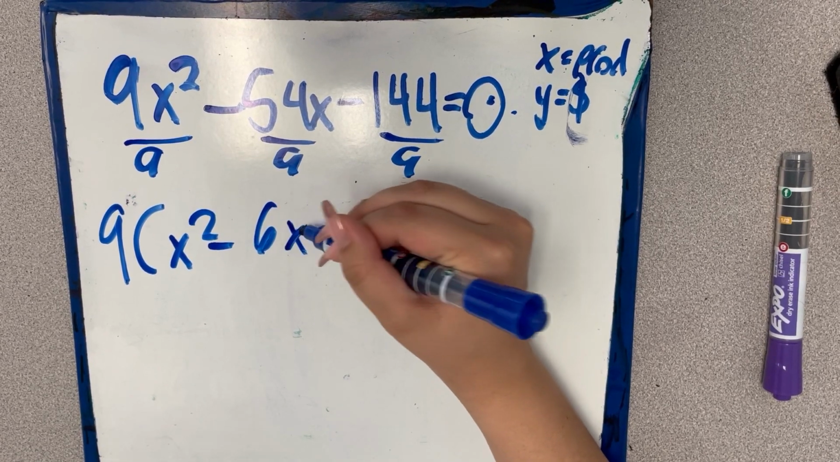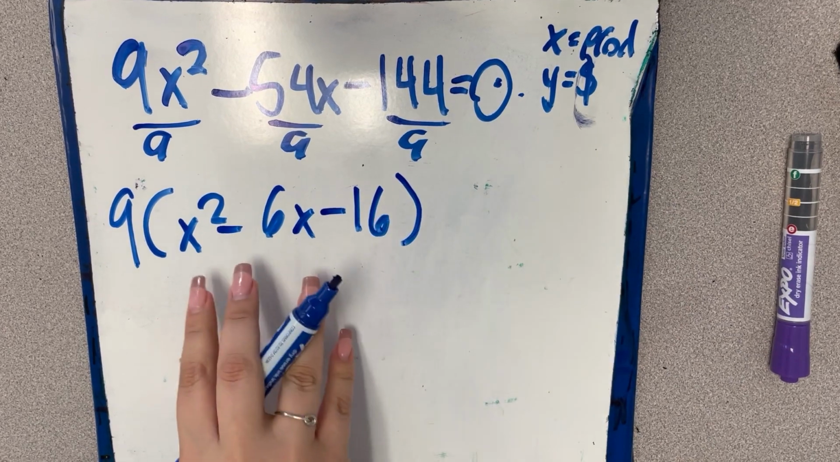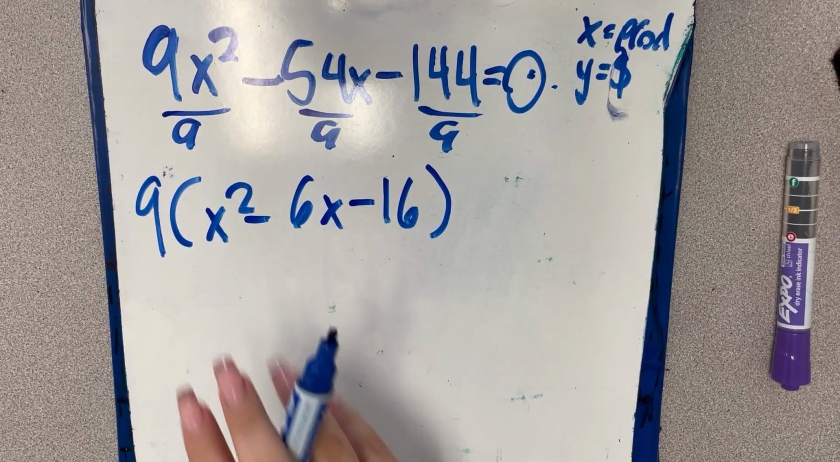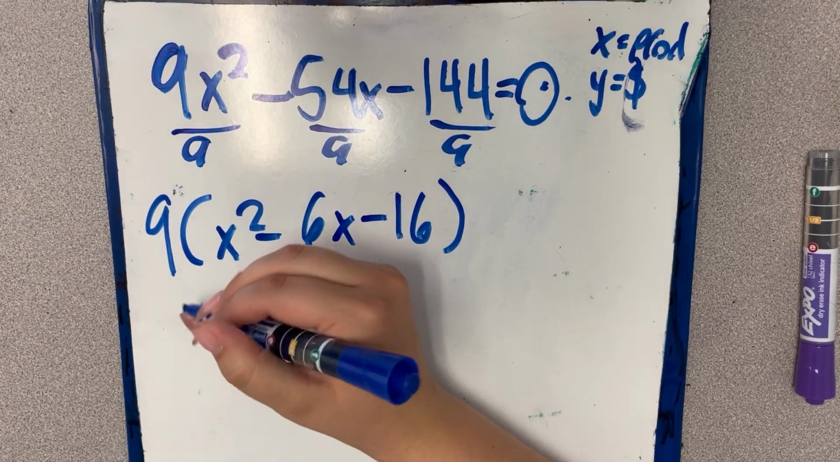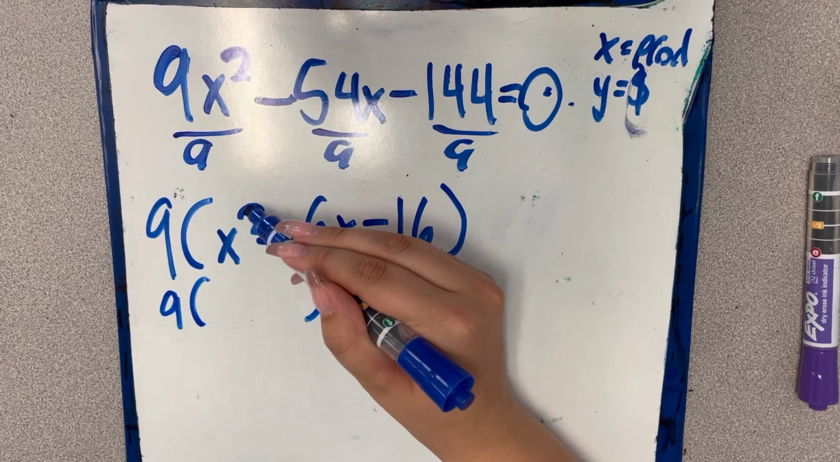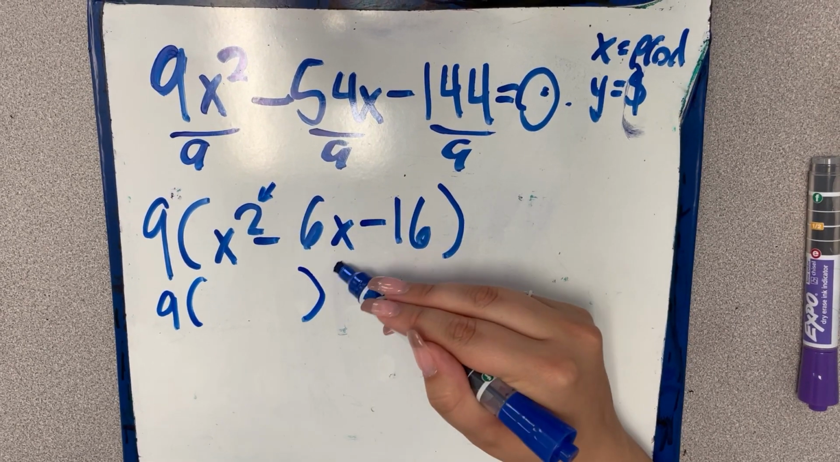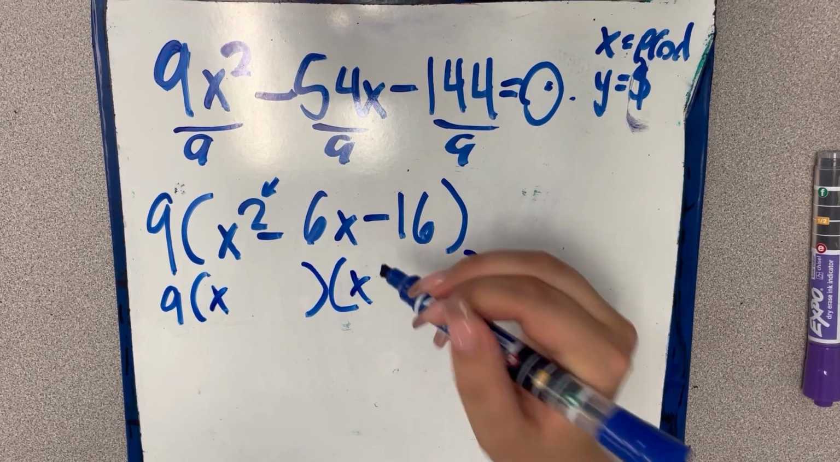Now we have a smaller equation to work with, which will be easier to do, and we can just leave this here while we're factoring. The next step is to divide this up, as we have an x squared right here. So we're going to have an x and an x.